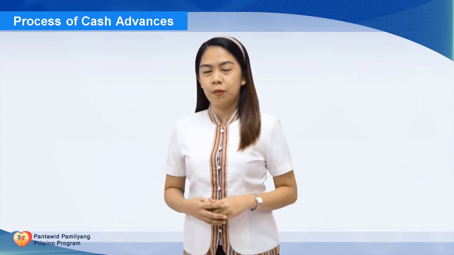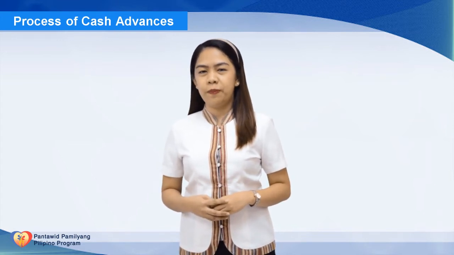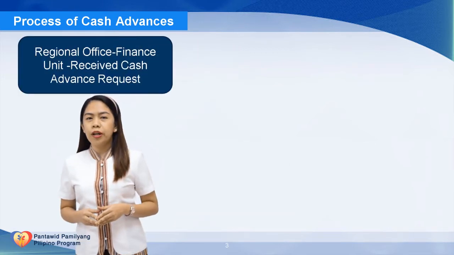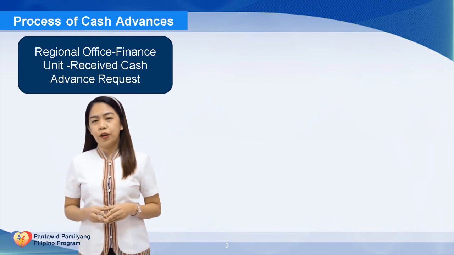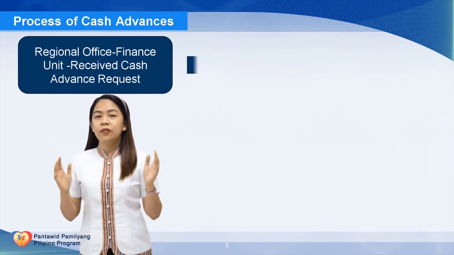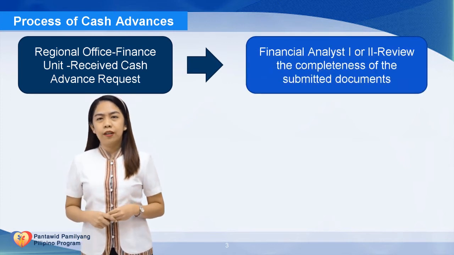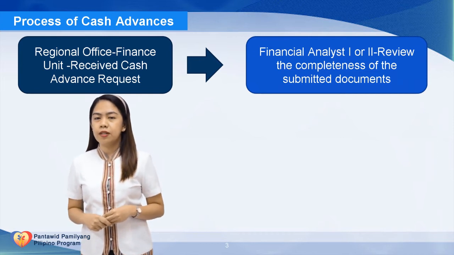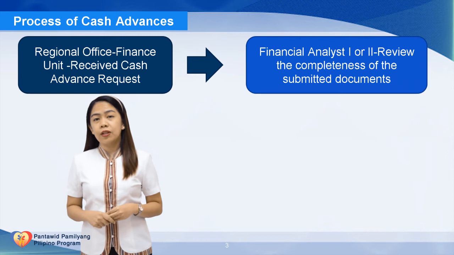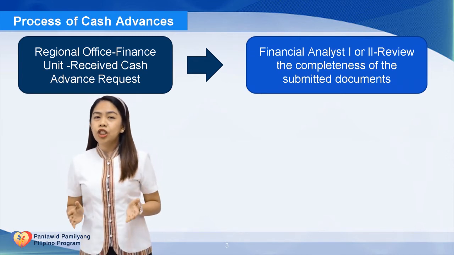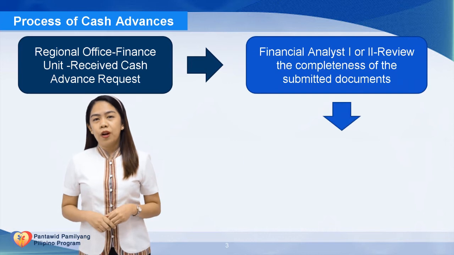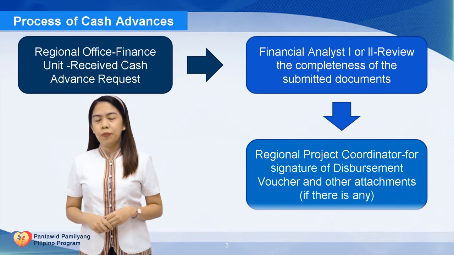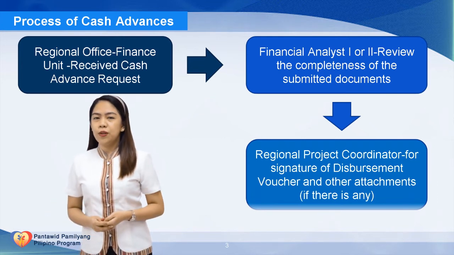Now let us proceed to the process of cash advance vouchers. Upon completion of the documentary requirements, you can now forward your request to the Finance Unit for approval. The Financial Analyst 1 and 2 will then facilitate the voucher, just like how reimbursements and other claims are being processed until it is credited to your account. If the attachments are complete and correct, your vouchers will be forwarded to the Regional Program Coordinator for signature and will be returned back to the Finance Unit.